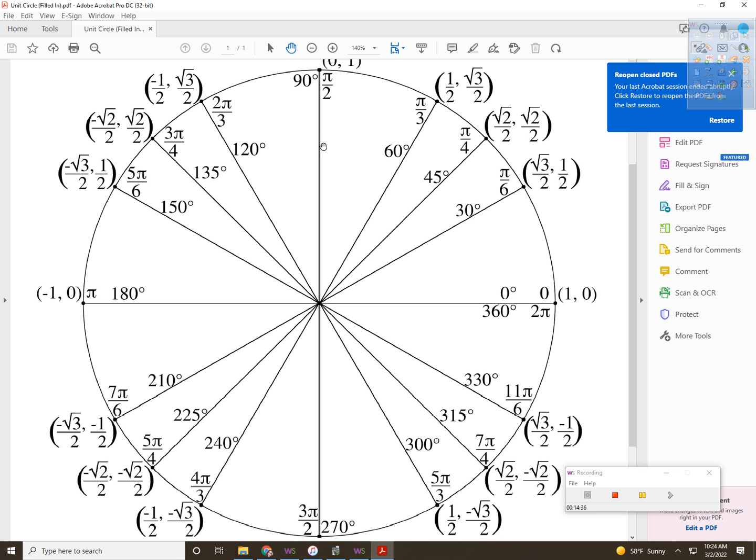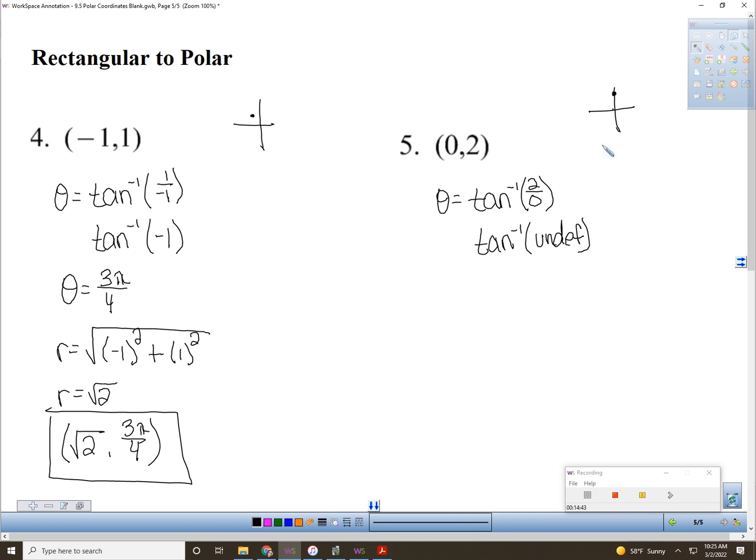If you think about this as like the y-axis and this is like the x-axis, okay? So I know that it is pi over 2, so my theta is pi over 2. So to find my r, I'm going to take the square root of 0 squared plus 2 squared. So my r value is 2. Therefore, my polar coordinates are 2 comma pi over 2.